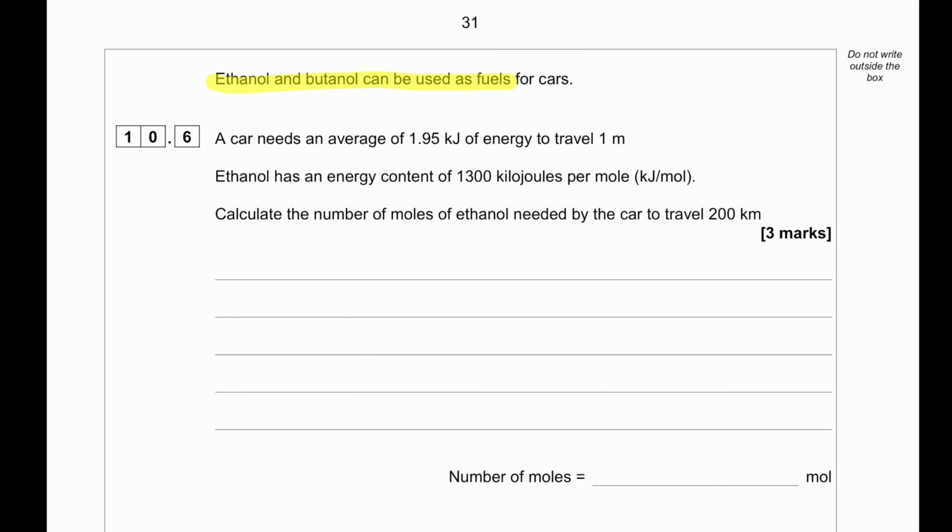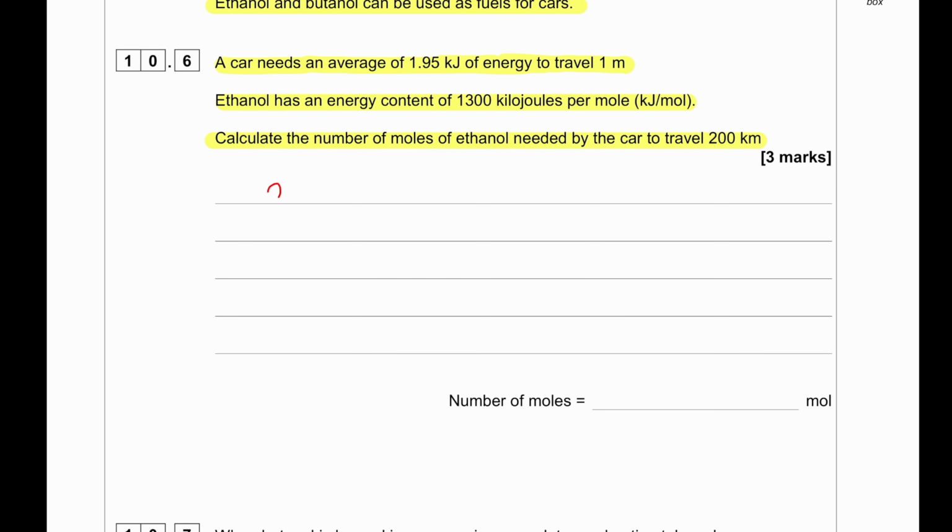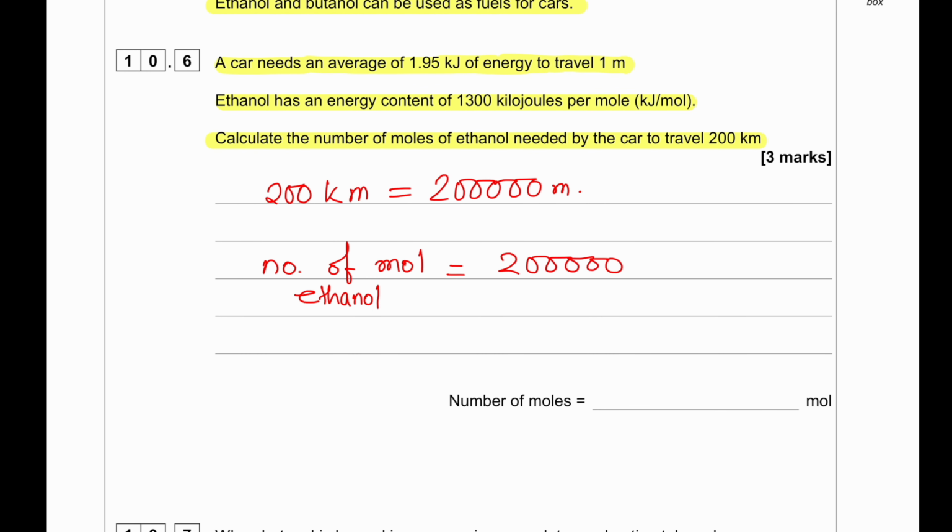Ethanol and butanol can be used as fuels for a car. A car needs an average of 1.95 kilojoules of energy to travel 1 meter. Ethanol has an energy content of 1300 kilojoules per mole. Calculate the number of moles of ethanol needed by the car to travel 200 kilometers. So first of all, we'll convert the 200 kilometers into meters, which is 200,000. Then we will write the number of moles, which is 200,000 multiplied by 1.95 divided by 1300, and that will give us the total number of moles, which is 300 mole.